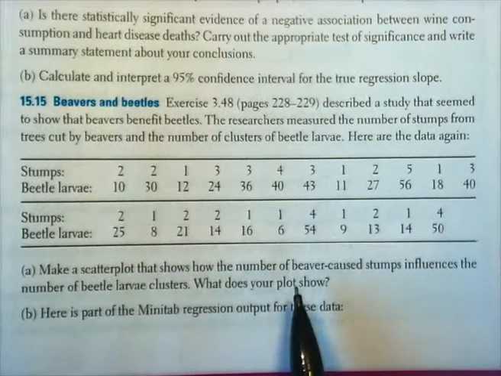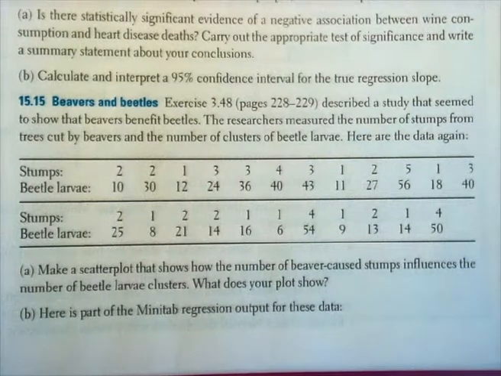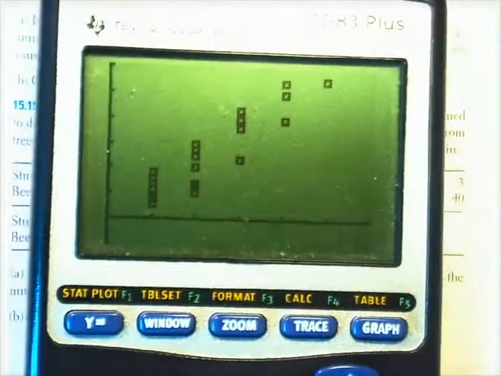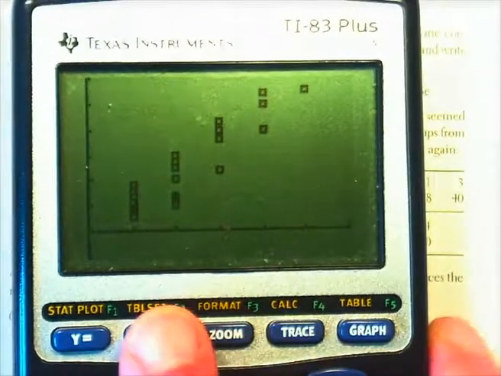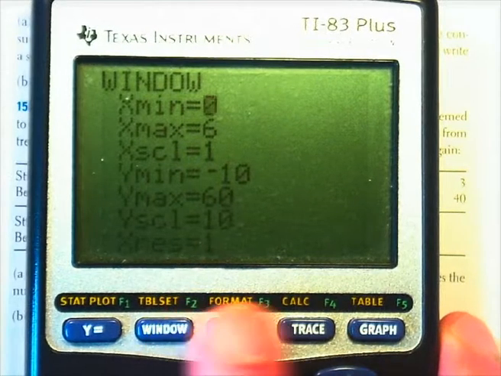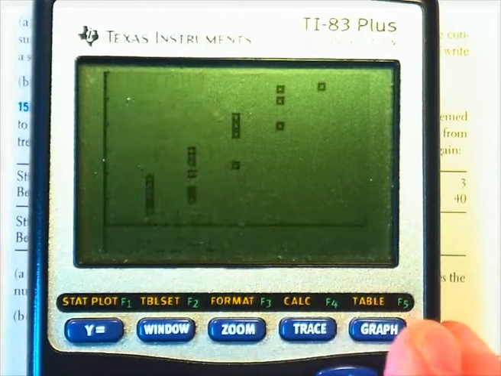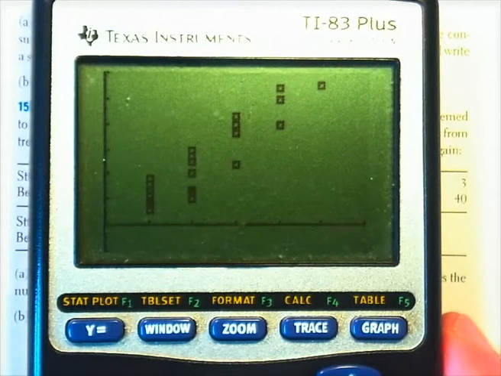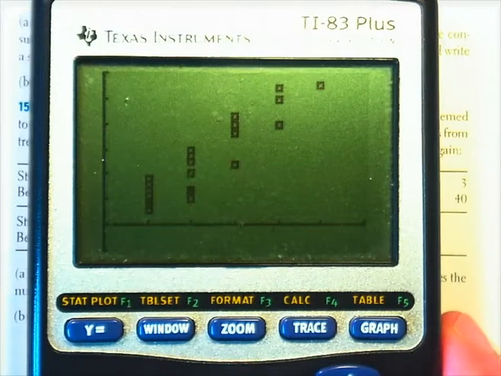Remember, when you describe a scatter plot, you should always talk about its direction, its form, and its strength. So here's my scatter plot. Here is the window. I went from 0 to 6 on x and from negative 10 to 60 on y. So here's again the scatter plot. The direction is clearly positive from left to right. It's rising. The form is relatively linear. And I would say this is a pretty strong relationship. Eventually we'll see that it's pretty strong when we look at the actual correlation.